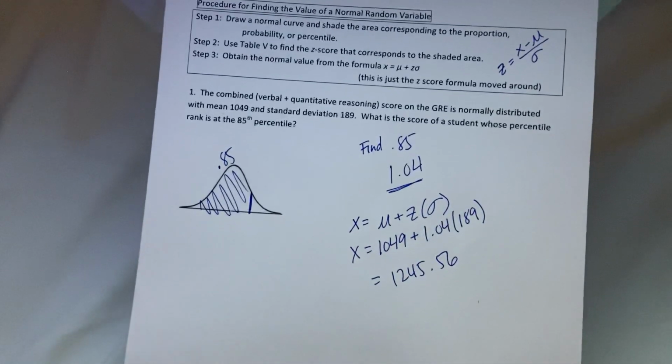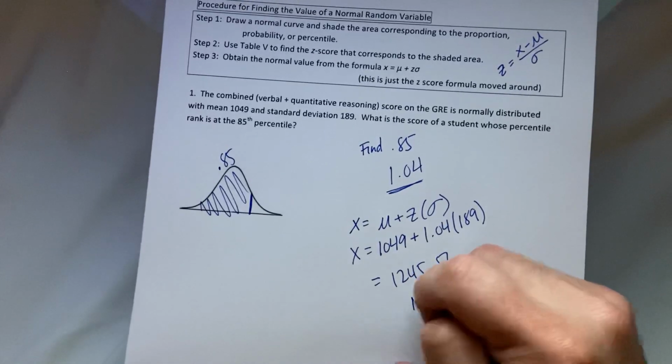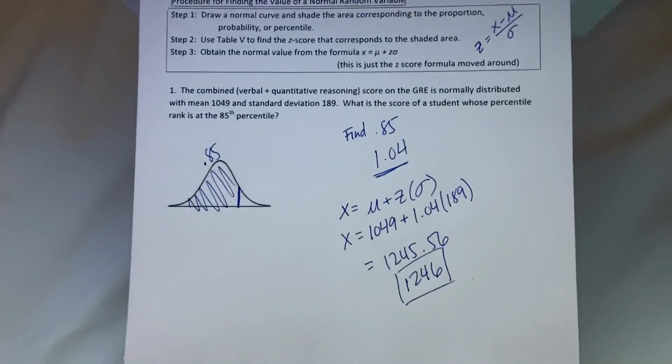1245.56. Now you can't really get that on a test. You might round to the next number up. So roughly 1246 as a score. So this is how we would go back. So the score on the GRE that's in the 85th percentile is a 1246.